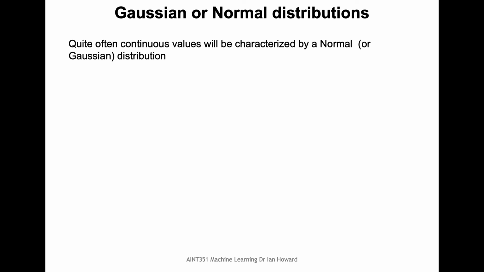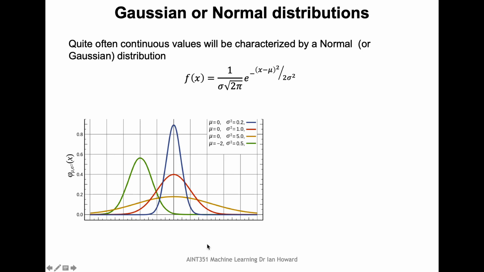Now quite often we can use the Gaussian distribution to characterize data sets, because it does fit quite well to quite a lot of data sources. And if it doesn't fit on its own, then we can sometimes use mixes of Gaussians, and we'll come to that later in the course. The functional form of the Gaussian in one dimension is as follows.